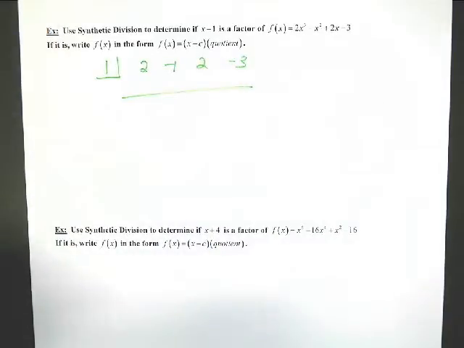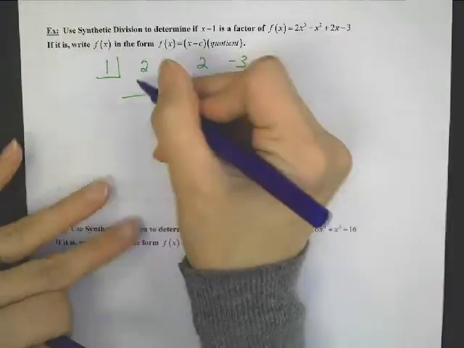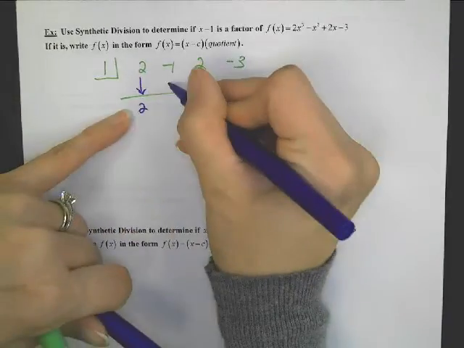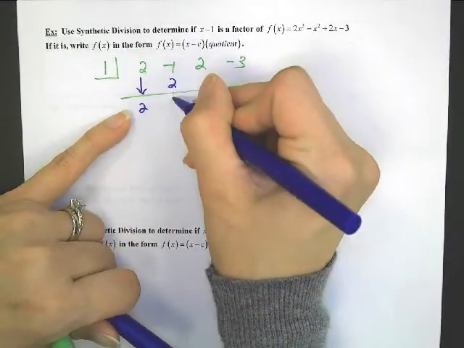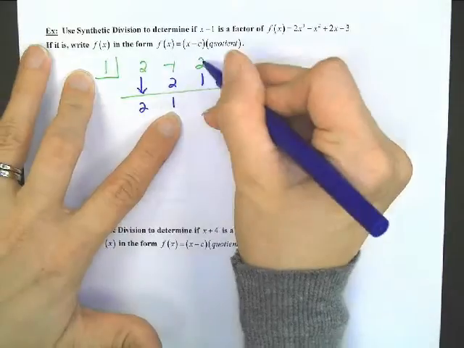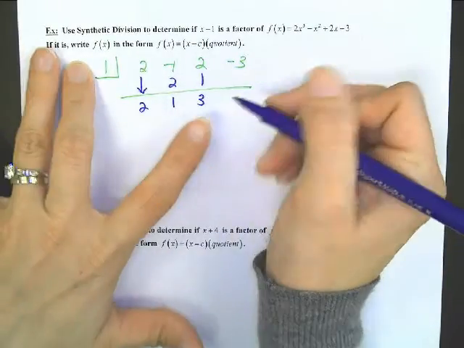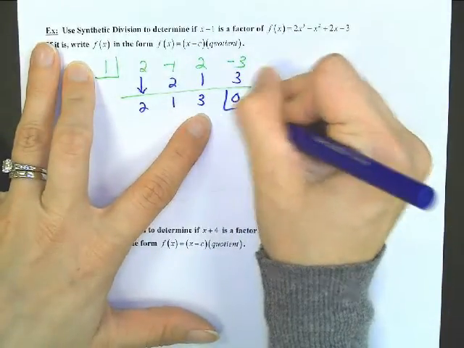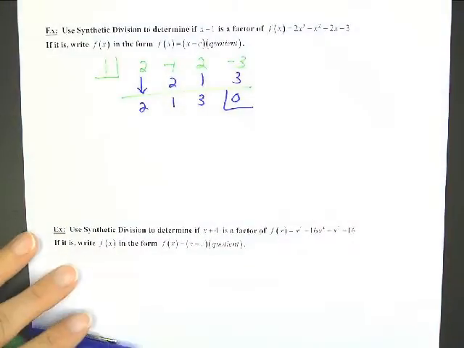Okay, here we go. We're going to drop down 2. 2 times 1 is 2. Add those together, get 1. 1 times 1 is 1. Add them together, get a 3. 3 times 1 is 3. Ah, look at that. It went in evenly.